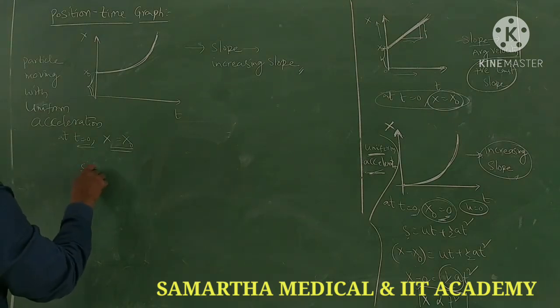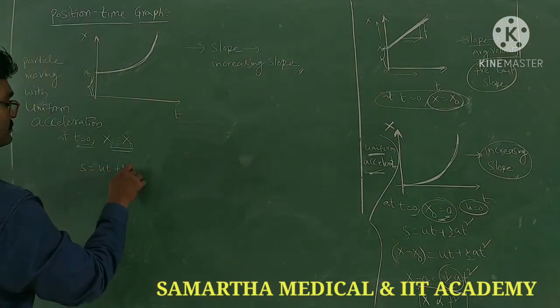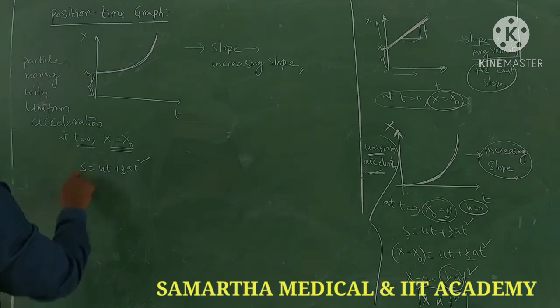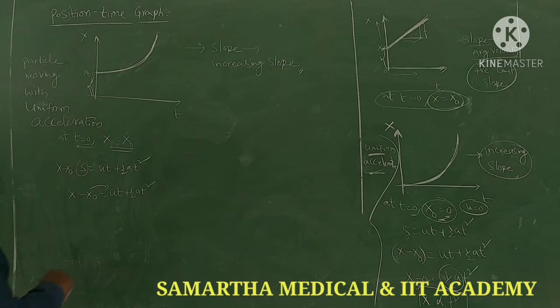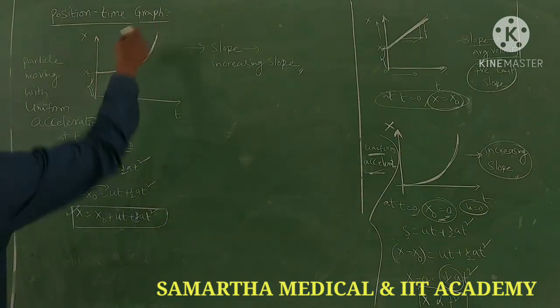This is also from s is equal to ut plus half at square. So s is x minus x naught. So x minus x naught equal to ut plus half at square. So I am taking x equal to x naught plus ut plus half at square. As time changes, based on this expression, you get the curve like this.